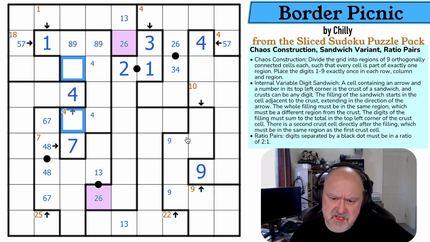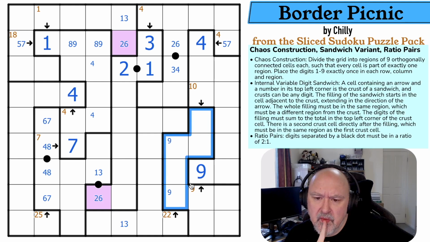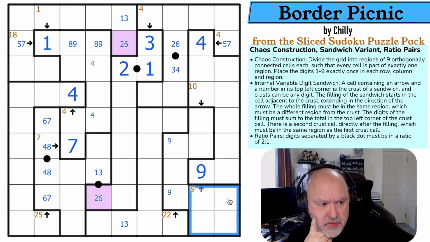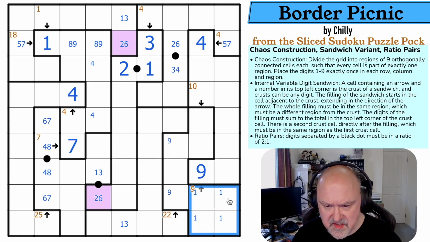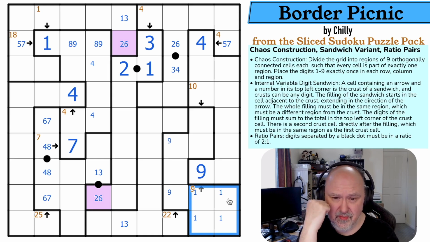These sum to 22 and these sum to 10. So the sum of all of that is 32. Which means the sum of these is 45 minus 32, which is 13. If I don't put a 1 down here, 2, 3, 4, 5 is 14. So there must be a 1 down there. Woo!